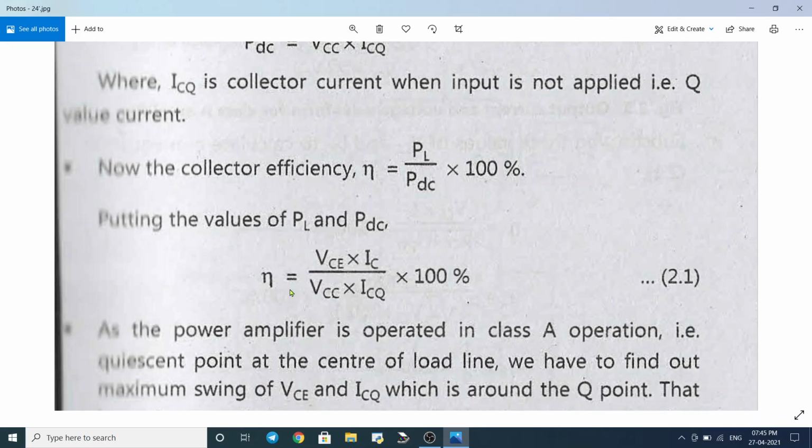Now we will use graphical analysis to find the AC equivalent values of these DC quantities. These DC quantities VCC and ICQ are converted into equivalent AC quantities using the graphical analysis.